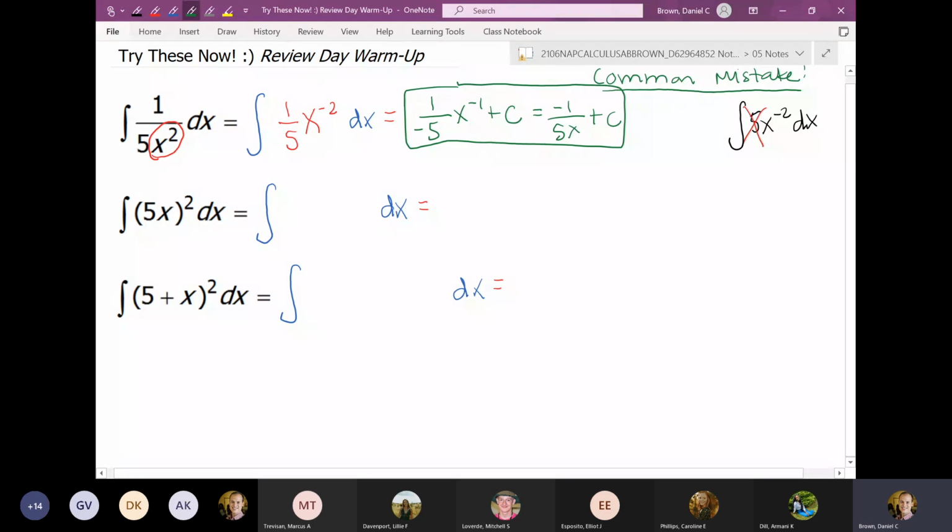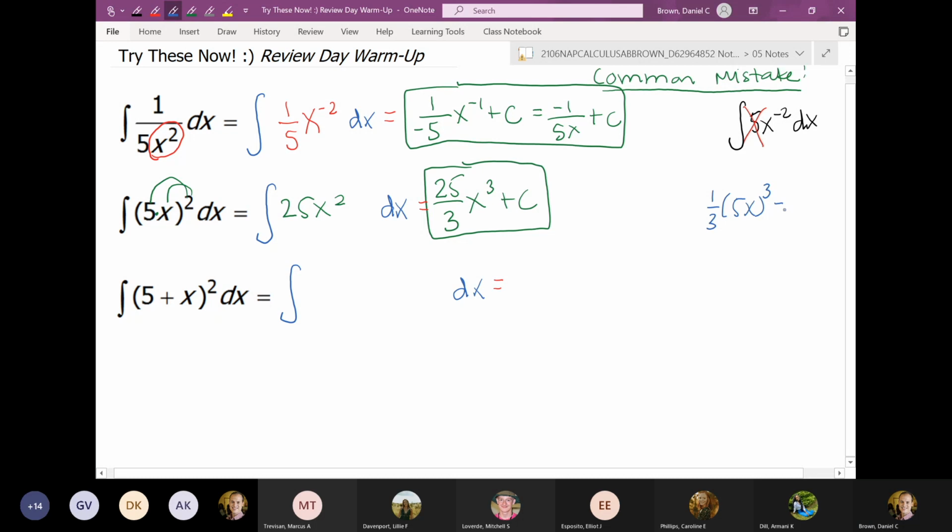The second one, to do it correctly, these are 5 times x, so that squared could distribute, and we would have 25x squared, whose antiderivative would be 25 comes across, x cubed, divide by the new exponent, and then of course the plus c. A mistake I often see that is wrong is students will not distribute that squared. They might just add the 1 to the exponent and then divide by the new exponent and leave that as a 5, which of course would be incorrect. So just make sure you do those properties of exponents correctly.